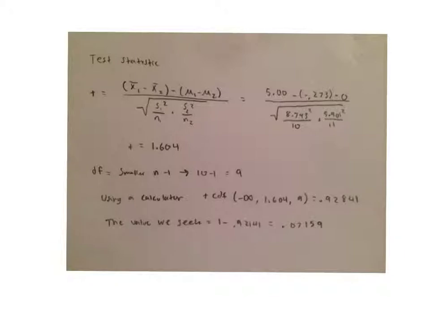So now we will calculate the test statistic. t equals the mean of sample 1 minus the mean of sample 2, minus mu1 minus mu2, all over the square root of the standard deviation of 1 squared over the sample size of 1, plus the standard deviation of 2 squared over the sample size of 2. To the right, we plugged in the values that we found on the other page. And as you can see, mu1 minus mu2 is 0 in this case because that is the null hypothesis that we are testing. This gives us the value of 1.604.